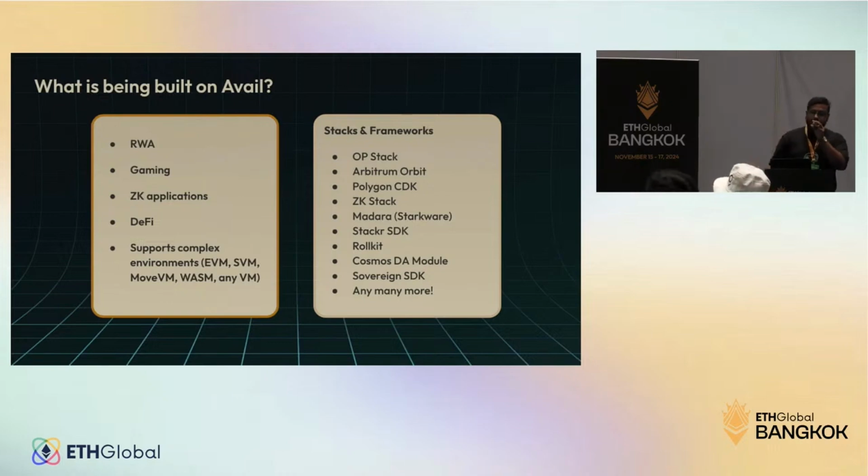So how can I actually do this, right? We've got a couple of stacks and frameworks that already allow you to do it, such as OP Stack, Arbitrum Orbit, Polygon CDK, ZK Stack, Madara, Starknet, Rollkit, Cosmos SDK, Sovereign SDK, all sorts of stacks there. But for our bounties at this hackathon, I think you already know that we have an Arbitrum Orbit bounty, and we have a bounty with a team called Cartesi. And I'll dive deep into that moving forward. But essentially, all you have to do is deploy your application using either Arbitrum Orbit or Cartesi, and you can actually win prizes.